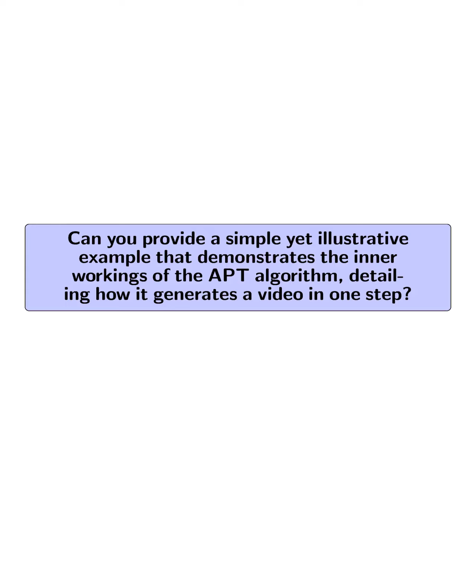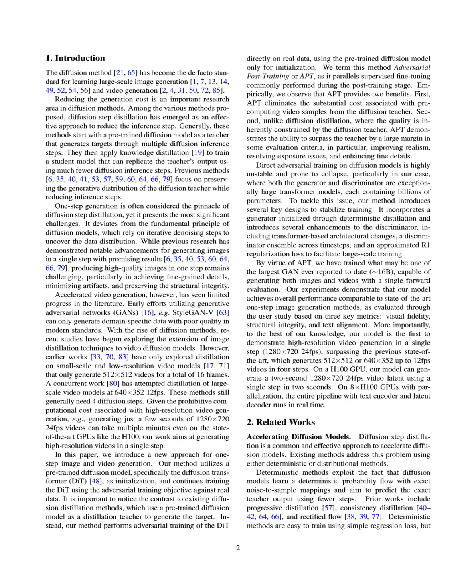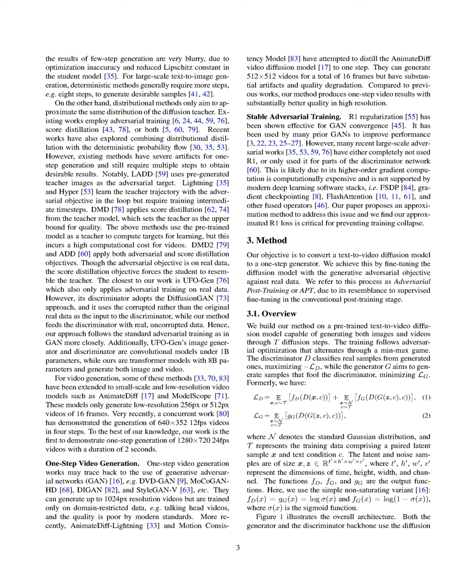Can you provide a simple yet illustrative example that demonstrates the inner workings of the APT algorithm, detailing how it generates a video in one step? The adversarial post-training APT algorithm generates a video in one step by leveraging a pre-trained diffusion model, specifically the diffusion transformer, DiT, as its initialization. Initially, the generator is initialized with weights from a distilled model, which provides a rough starting point for generating video samples. During the training process, the generator aims to produce video samples that can fool the discriminator, which is trained to distinguish between real and generated samples.